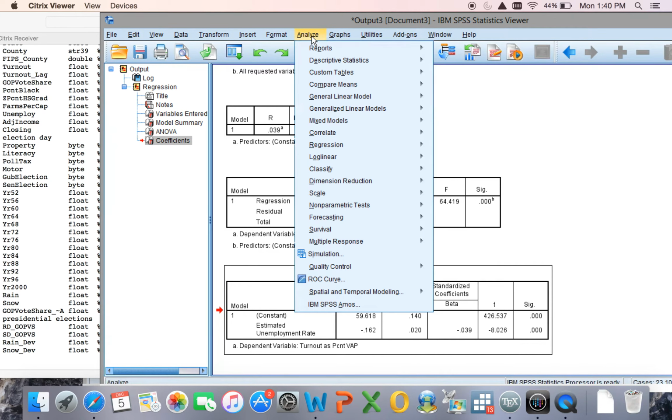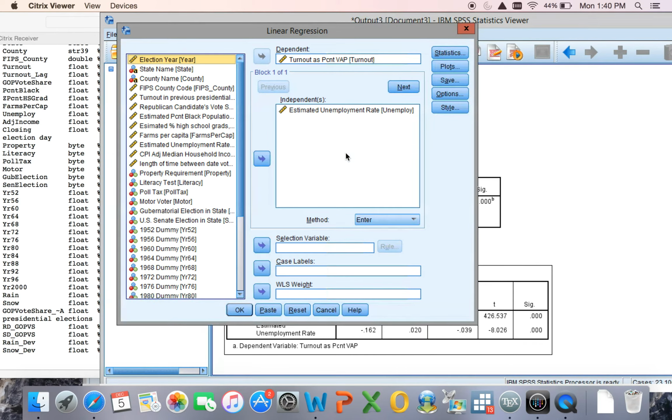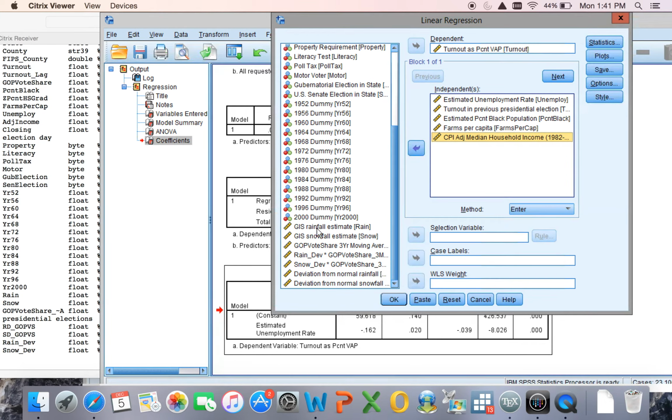So to do the multivariate model, we just go Analyze, Regression, Linear, and let's add in the variables that we think affect turnout. So we said turnout in previous presidential election, move that over to the independent box. Estimated percent black population, move that over. Farms per capita, let's move that one over. Unemployment rate's already there, so let's add in median household income at the county level. And then rain, GIS rainfall estimate, and GIS snowfall estimate. Click OK.